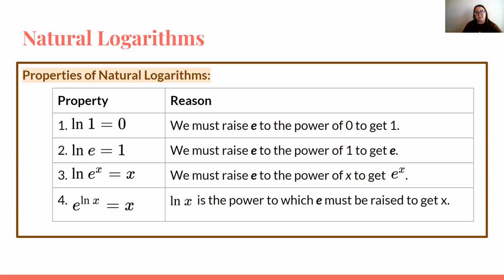So with 3, we have the natural log of e to the x has to be equal to x. You have to raise e to the power of x in order to get e to the power of x. So that's how we reason out number 3.